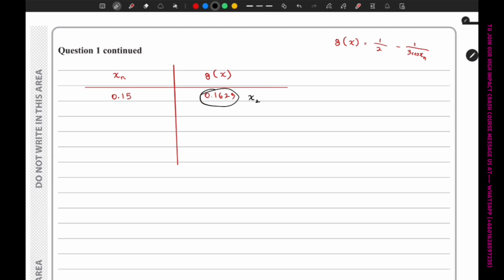You need to substitute this value into the g(x) equation again to get x3. So for the next row, this will be 0.1629, so this gives us a value of 0.1622, and then you need to substitute this into g(x), which is 0.1622. Now you keep substituting these values until there's no change in decimal places.